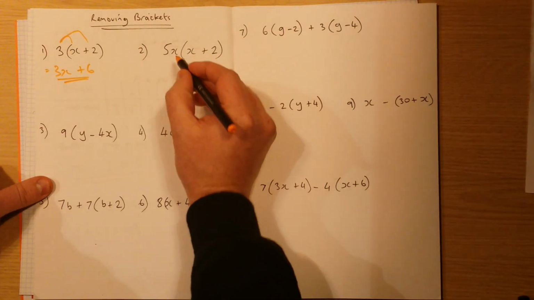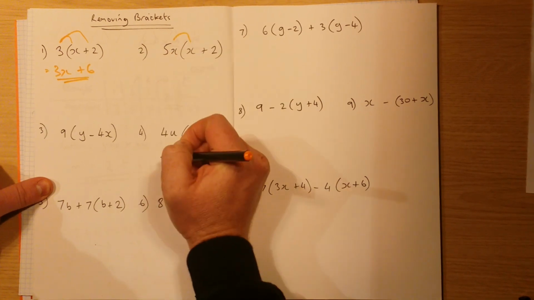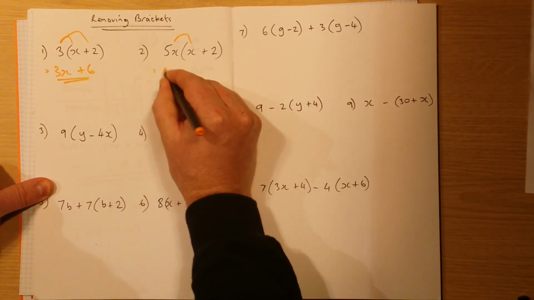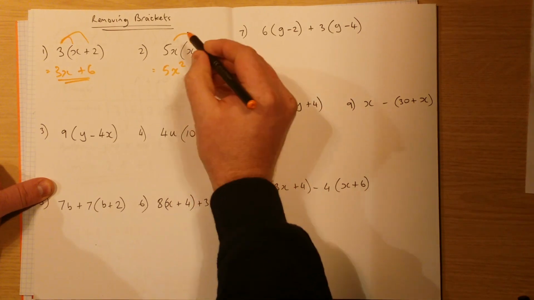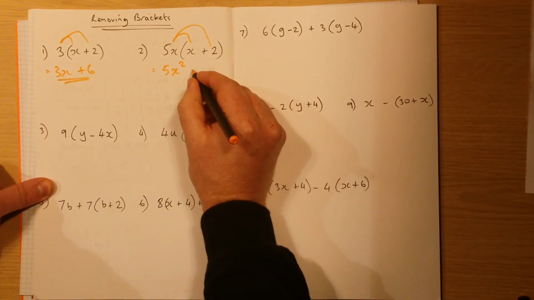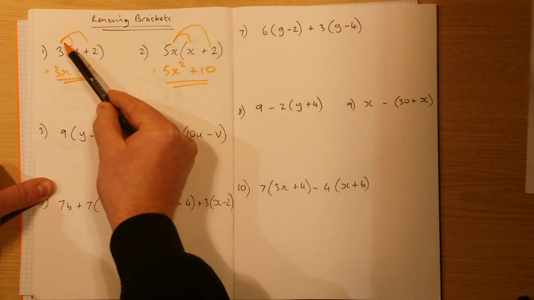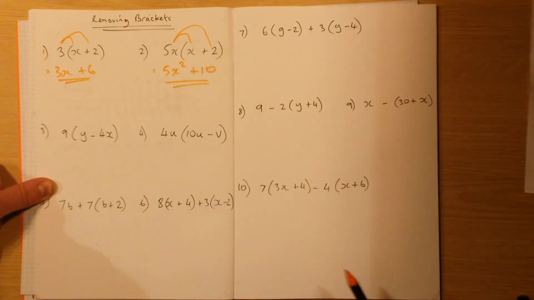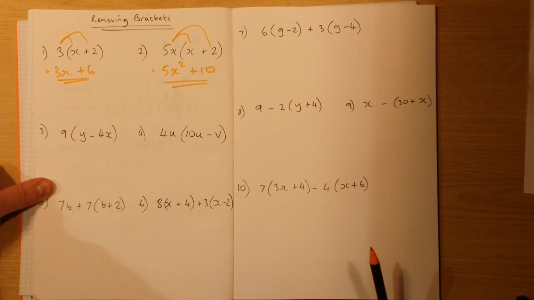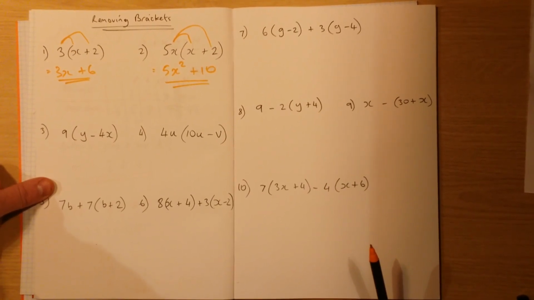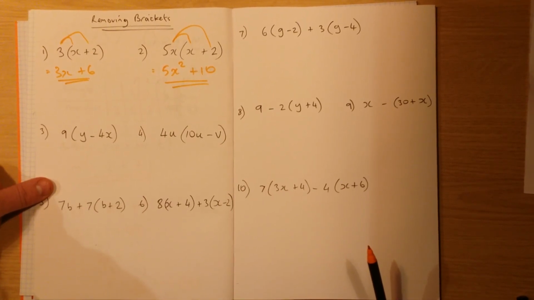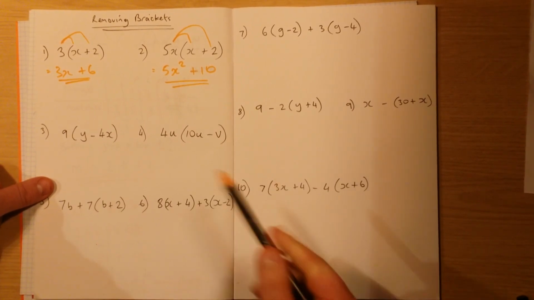Now, if I'm doing this one here again, I'm going to do 5x times x, which would give me 5x squared. And then 5x times 2 gives me 10. And that would be me complete again. Now, you'll notice here that I'm putting in rainbows above as I multiply out the bracket. And my advice is that you also put in rainbows, because what that'll do is it means that you're less likely to make mistakes with double negatives, etc. So I would like you to put those in as well, because you're less likely to make mistakes.